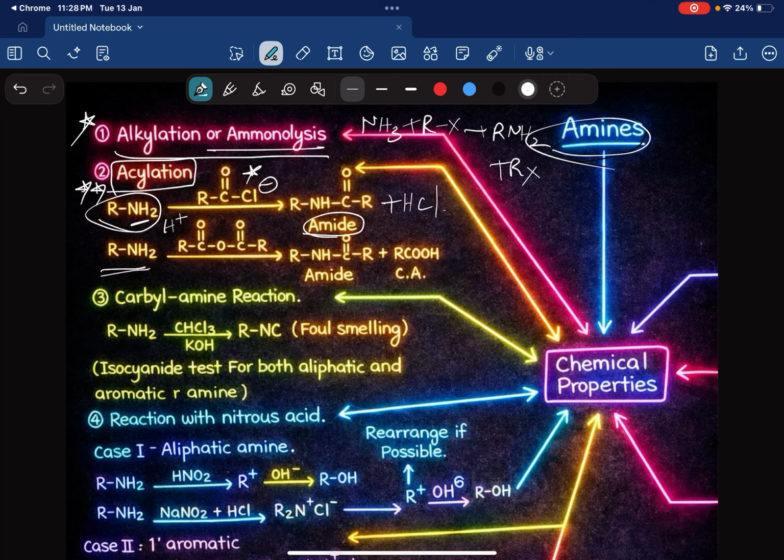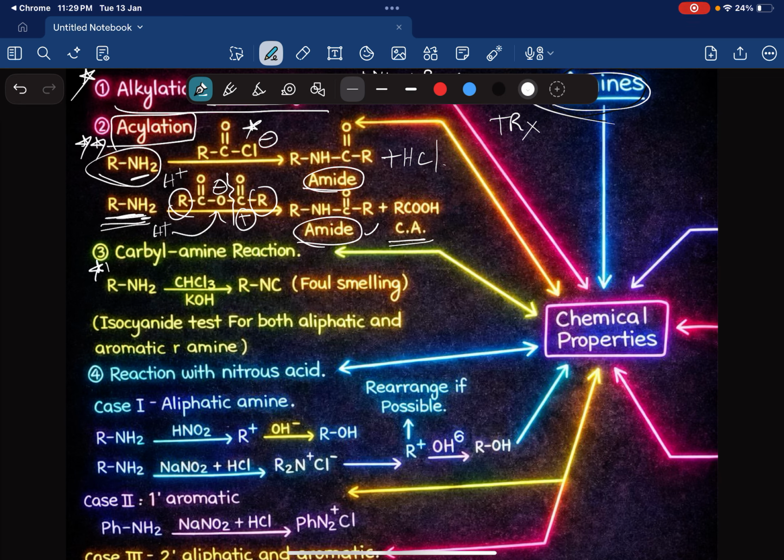Similarly, RNH2 with acetic anhydride or any anhydride will break like this, and here H plus is replaced with this RCO plus group. So that's how amide is formed. So what is formed here? That H plus attacks O minus, and this RCO plus combines with RNH minus. So that's how the amide is formed, along with acid.